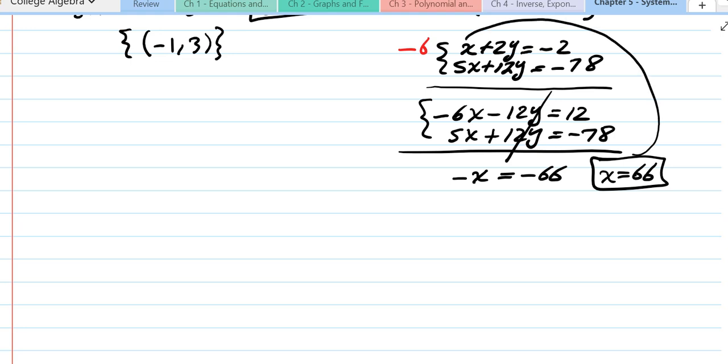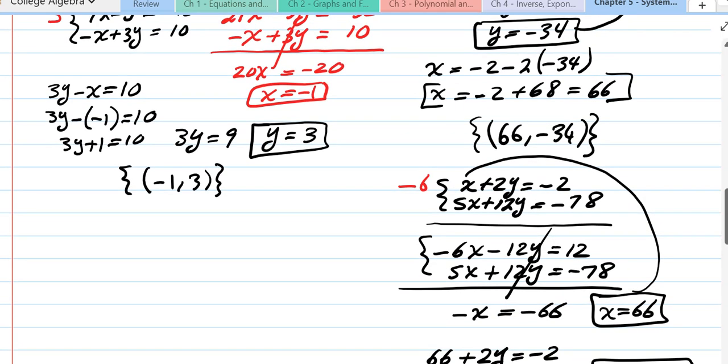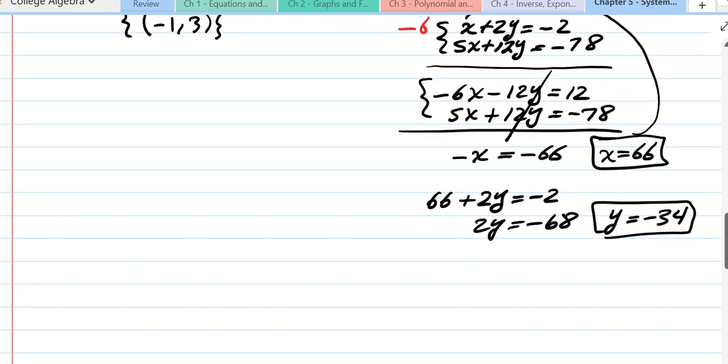We can back substitute in the first equation. We get 66 plus 2y equals negative 2. Subtract 66 from both sides. We get negative 68 because it combines with negative 2. And then, of course, you divide by just 2, and we get negative 34 as the solution. Precisely the same as before. 66 comma negative 34, and we have the exact same thing down here.